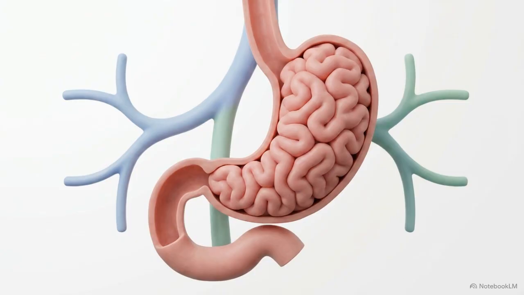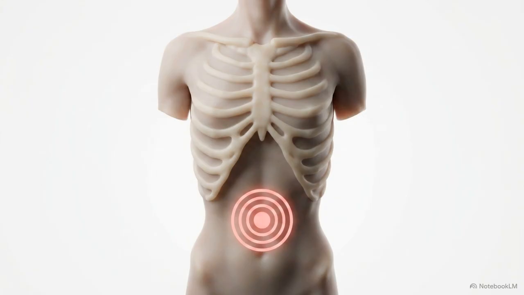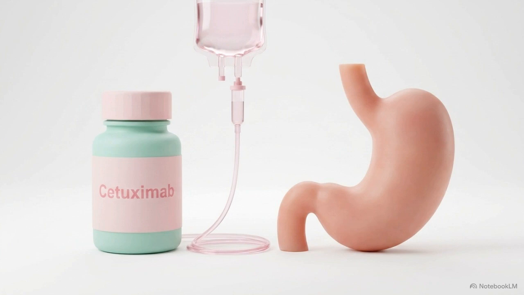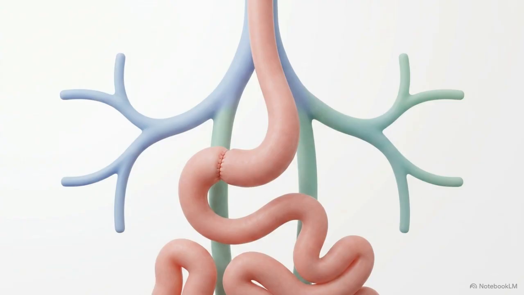Menetrier disease is a hypertrophic gastropathy driven by the overexpression of transforming growth factor alpha. Endoscopy reveals giant gastric folds. Patients present with protein-losing enteropathy, severe weight loss, upper GI bleeding, and an elevated risk of gastric carcinoma. Initial medical therapy targets the EGFR pathway with cetuximab.